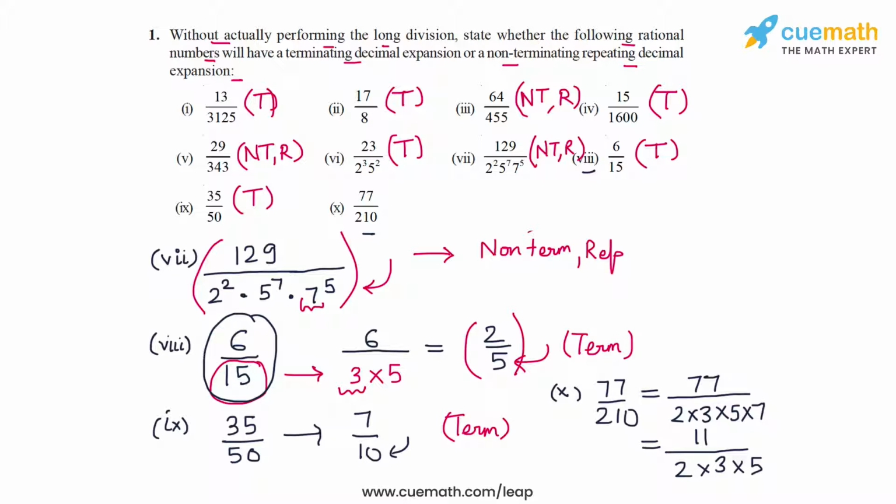So even after reducing it to the lowest form, 11 by 2 into 3 into 5, I see that the prime factorized form of the denominator has this prime factor of 3, which means that the decimal expansion of this number will be non-terminating and repeating. So 77 by 210 will have a non-terminating repeating decimal expansion. So with that, all the 10 parts of this question are done.